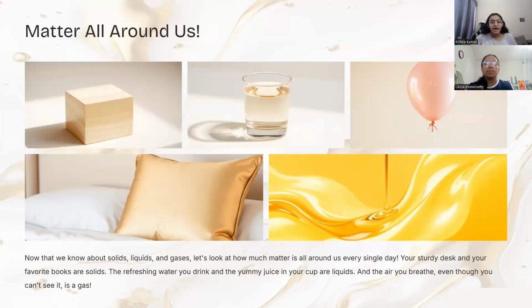Now, matter all around us. Now that we know about solids, liquids, and gases, let's look at how much matter is all around us every single day. Your sturdy desk and your favorite books are solids. The refreshing water you drink and the yummy juice in your cup are liquids. And the air you breathe, even though you can't see it, is a gas.